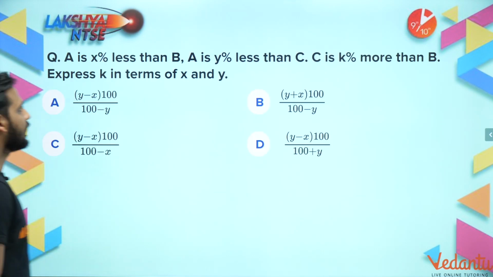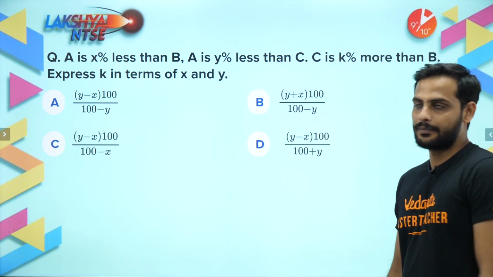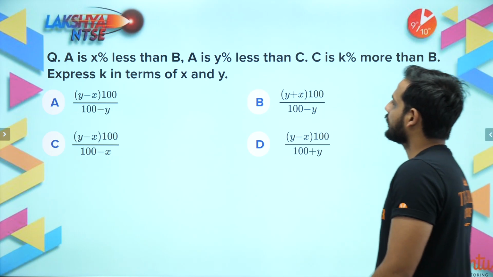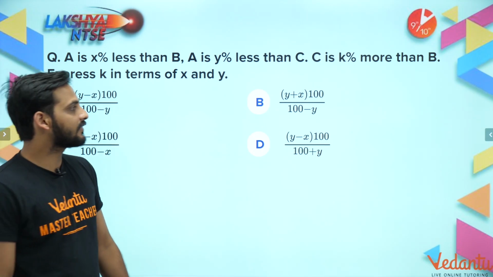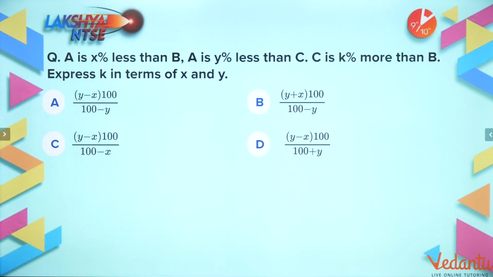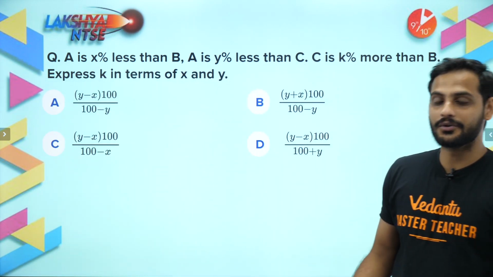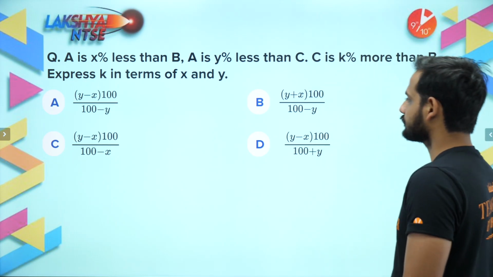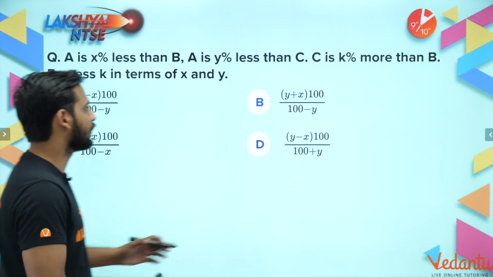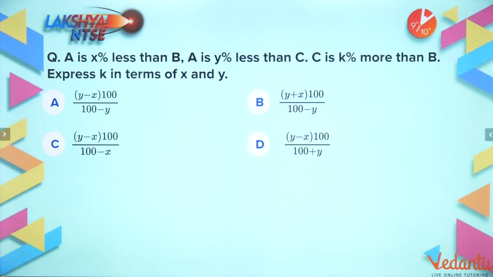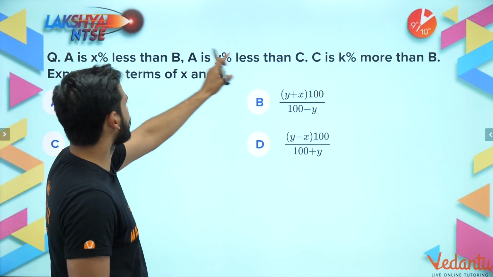Don't worry about it. A is X percentage less than B and A is Y percentage less than C. Okay, and C is K percentage more than B. Express K in terms of X and Y. Very good. Now see, how do you do this question? First thing, it's very important to remember that in this kind of questions, A is joining both B and C, correct?